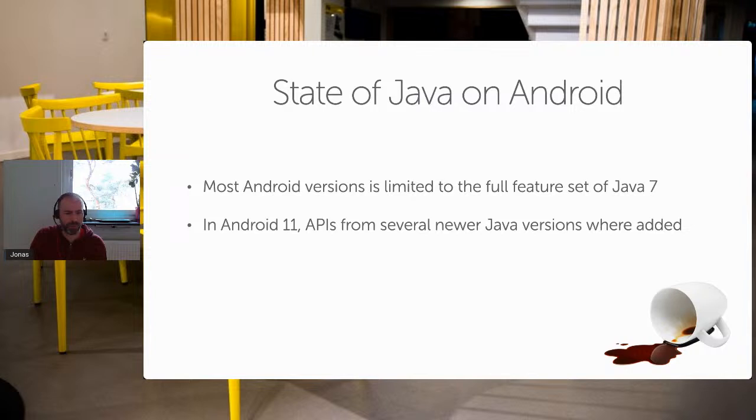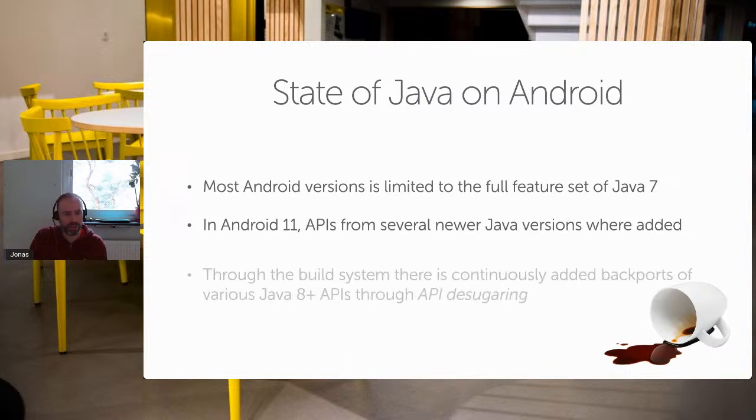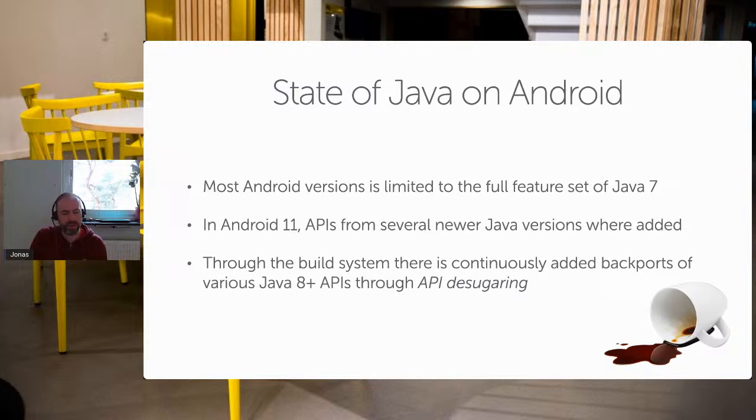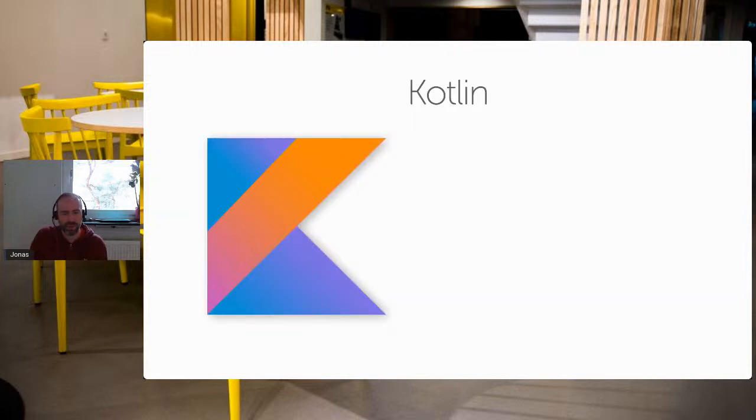Google has been able to add more features from Java in recent Android versions, but most of the time you want to support older Android versions as well in your apps. So for that, they have added something called API desugaring, which is basically that you can use newer Java features in your apps, but the compiler rewrites them into bytecode of a Java 7 version that older Androids understand. But it's still a limited set of the features. So it's really nice that we have Kotlin today.